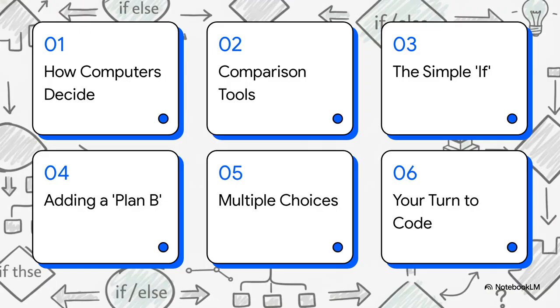All right, here's our game plan. First, we'll get into the heads of computers to see how they make decisions. Then we'll check out the tools they use to compare things. After that, we'll build our first piece of logic with a simple if statement, give it a plan B for more options, and then it's your turn to put it all together.